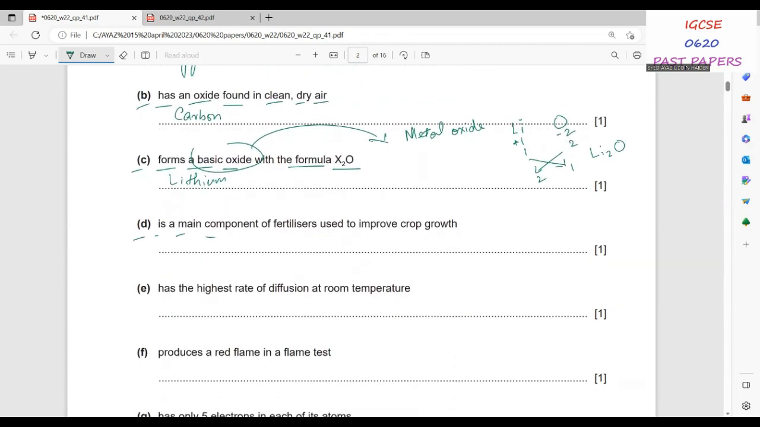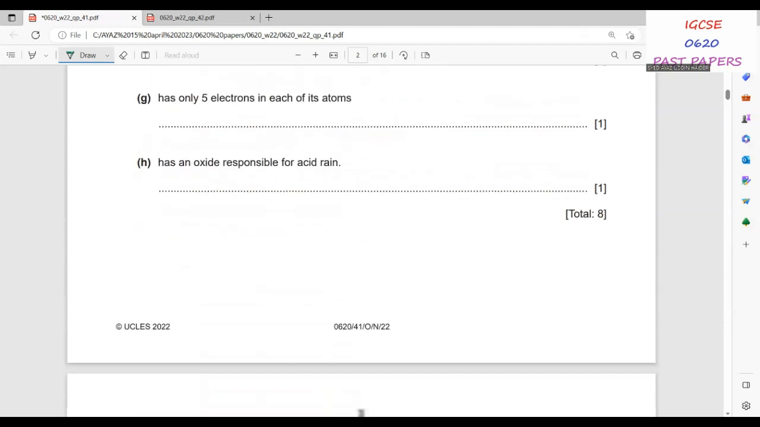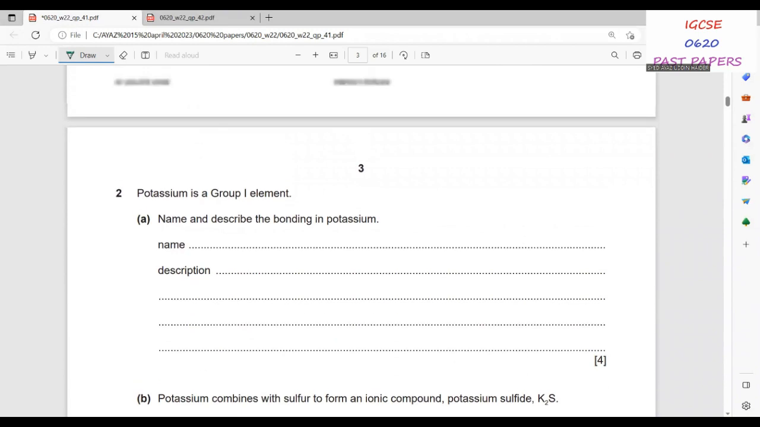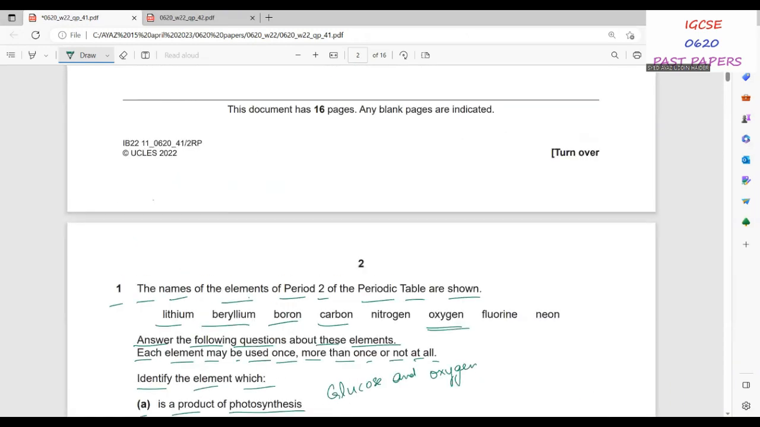D is a main component of fertilizers used to improve crop growth. Nitrogen is a main component of fertilizer used to improve crop growth. E has the highest rate of diffusion at room temperature. Look at the gases in the choices. We have neon, fluorine, oxygen, nitrogen. I'm writing their formulas. Nitrogen exists in diatomic state, N2, oxygen, O2, fluorine, F2, neon, and Ne.